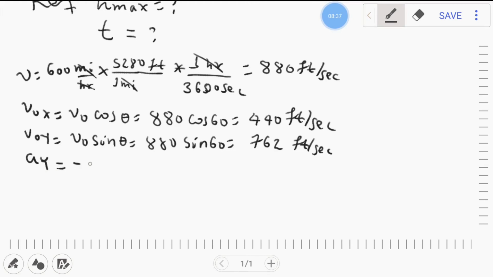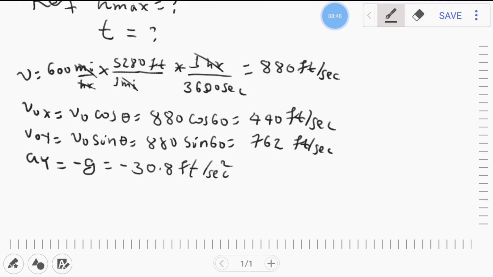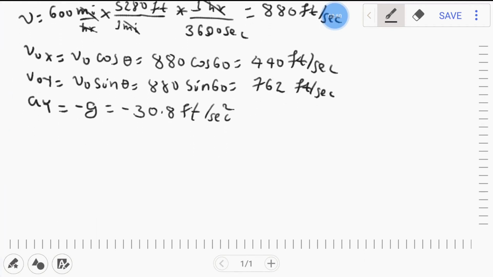Okay, now let's write the acceleration in the y direction. It equals negative g because it's opposite in direction, so it will be negative 30.8 feet per second squared, in the negative direction. It's constant because there is no wind effect and also there is no power that could create unbalanced forces.